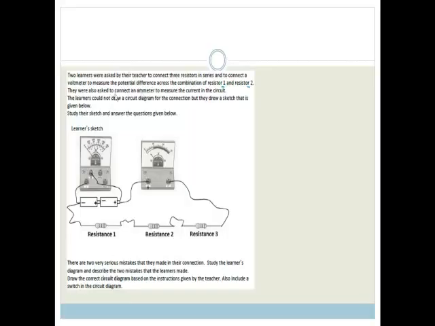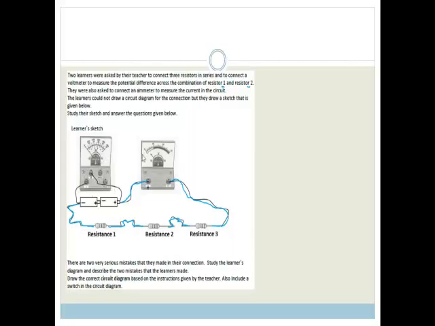They were also asked to connect an ammeter to measure the current in the circuit. The learners could not draw a circuit diagram for the connection, but they drew a sketch that is given below. Study their sketch and answer the questions given below. Okay, fine. So we've got plus, minus, and then let's just follow the circuit around to make sure it works. There's resistor 1, there's resistor 2, there's resistor 3, ooh, and then there's a voltmeter, and there's an ammeter.